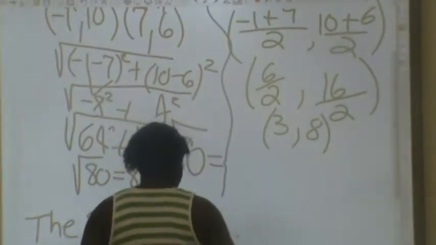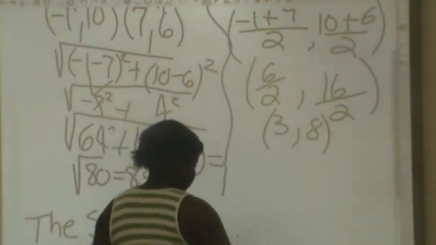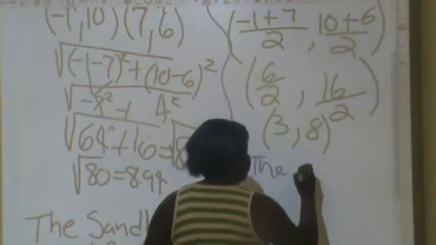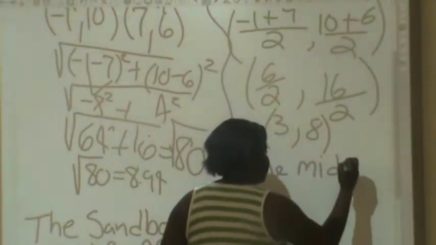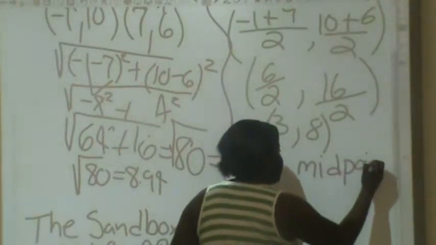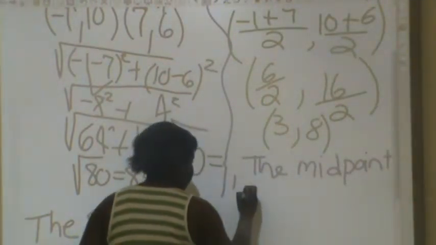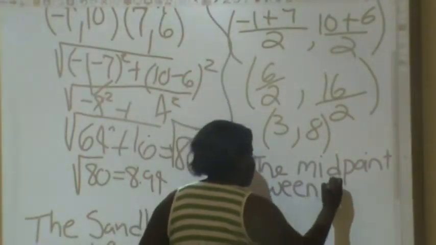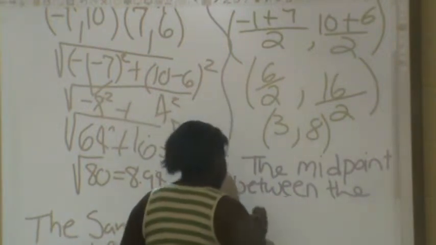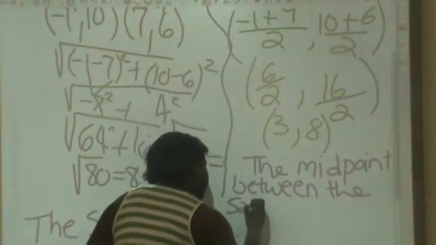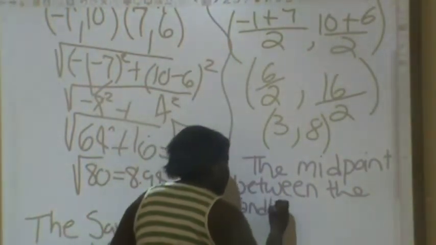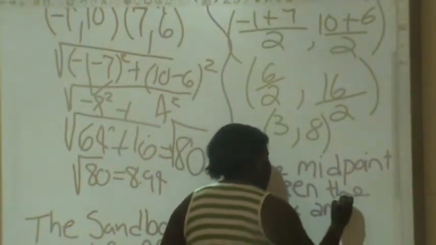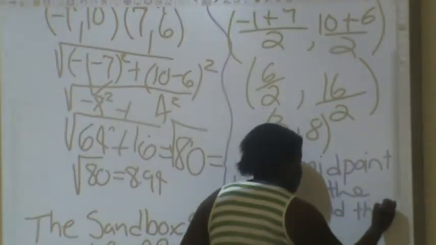So can you guys help her out? What sentence should she write? The midpoint between the sandbox and the fountain is 3, 8. Correct. The midpoint between the sandbox and the fountain is at 3, 8.